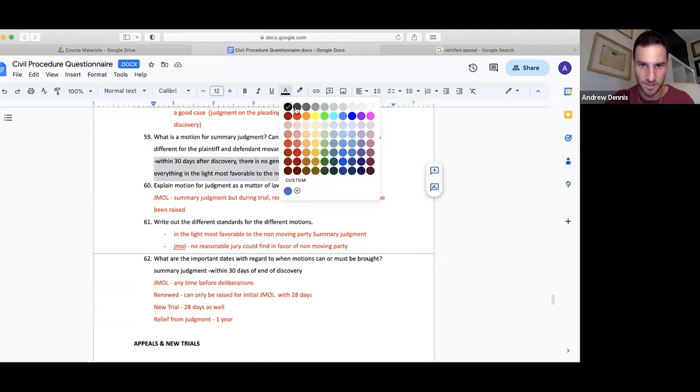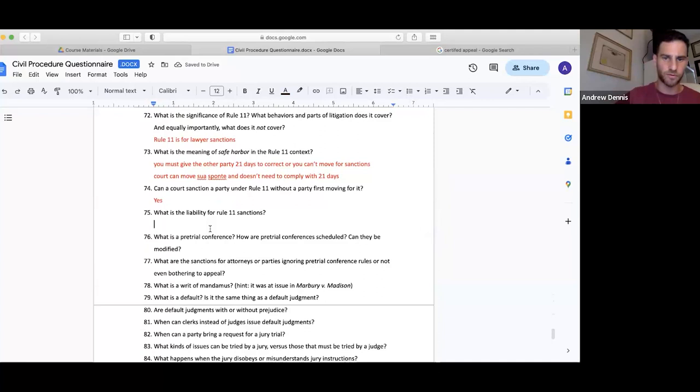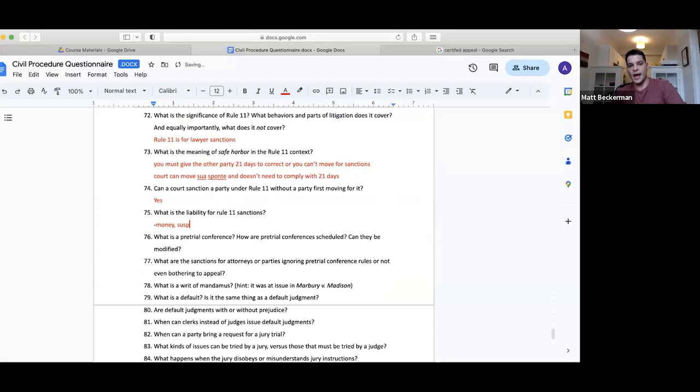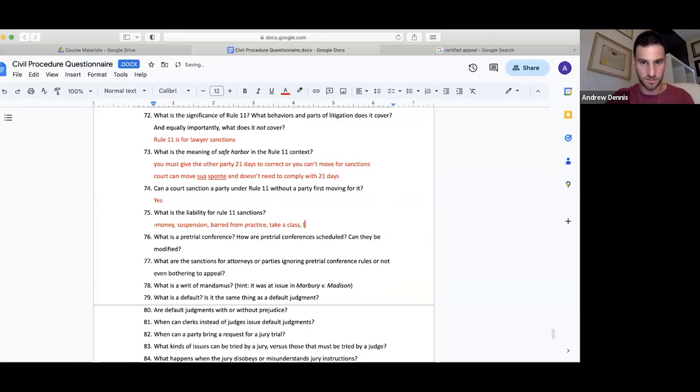What's the liability for Rule 11 sanctions? Does anyone know? List them out. Yeah, we mentioned them before. You can owe money. You can get your bar license suspended. You can be forced to go back to school. You can be barred from practice. Yeah, exactly. They might make you take a class. Making you pay the other party for having to deal with your BS. All right, that's pretty obvious.